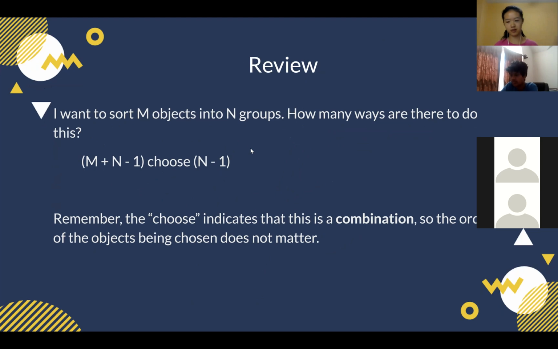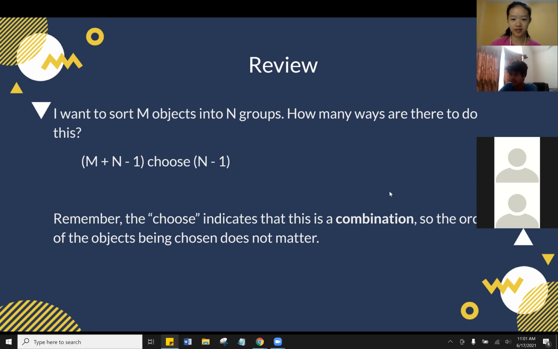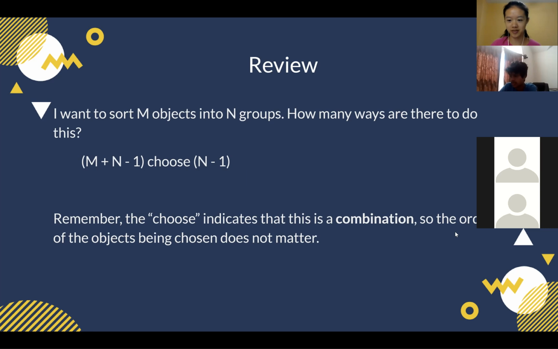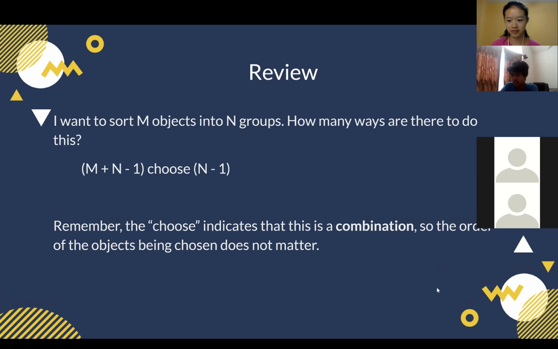Okay, I'm just going to quickly summarize this. If I want to sort m objects into n groups, what we do is we take n plus n minus 1 choose n minus 1. That sounds like a bunch of random letters and some random numbers. So I personally don't prefer this formula. I just like thinking about it in my head.